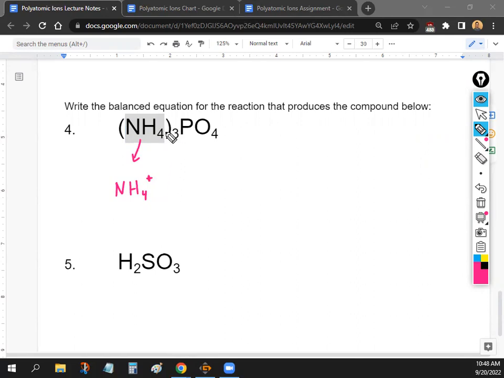Okay. Now, how many total NH4+s are we using? Yeah, we need 3. So that means we needed 3 to make this molecule. So we can put 3 in the front. Yes. Sorry, multiply what? No, go ahead. I want to make sure that we're clear.